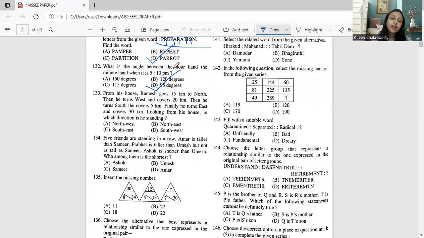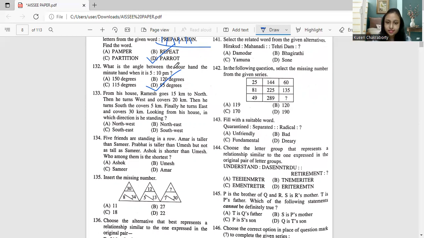So now we have to calculate for 10 minutes. 360 divided by 60 into 10, that we are getting 60. Now we will subtract 155 degrees minus 60 degrees, that we are getting as 95 degrees. So the correct degree is 95 degrees. Okay. So next, moving on to question 133.